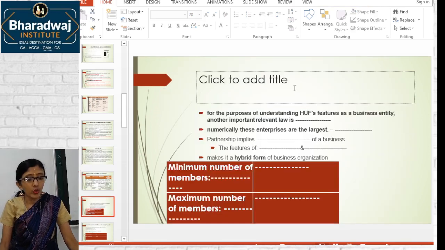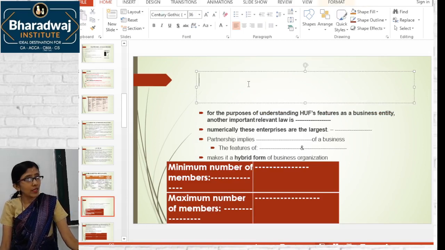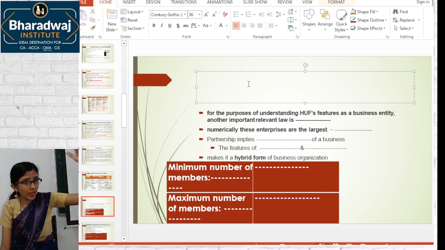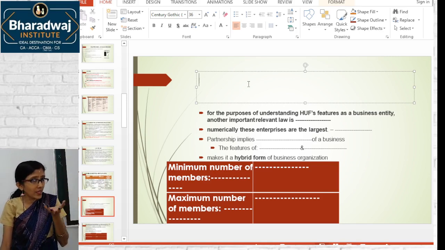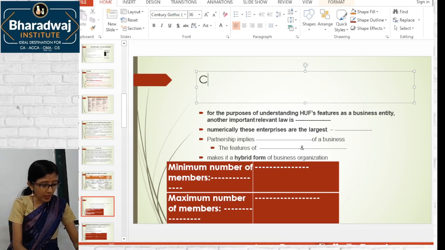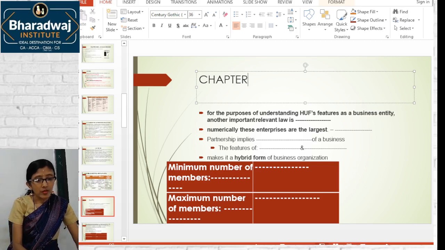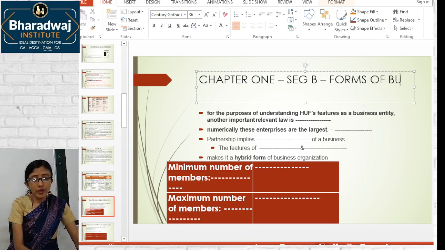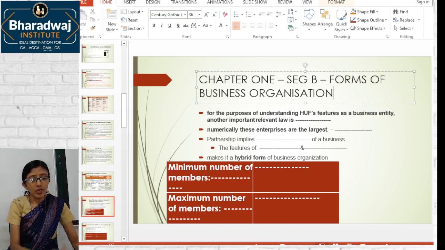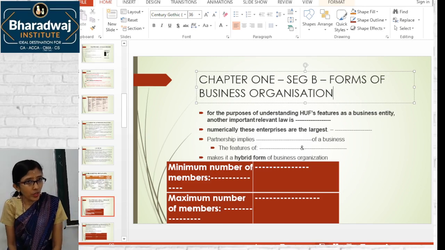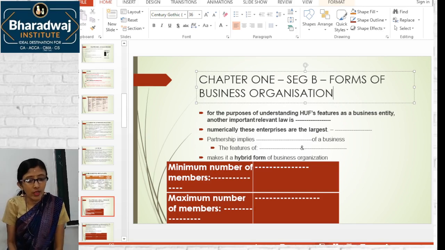Okay, now you're going to do segment B. What did we see? Forms of business organization. In segment A, topic one, we had BCK and introduction, all things relating to BCK as an introductory note. Second one, in chapter one, segment B, forms of business organization. So take up this small test. We have sole proprietorship, Hindu undivided family business, limited liability partnership, and company, private companies and public companies.